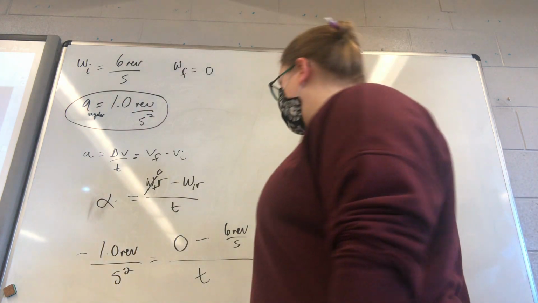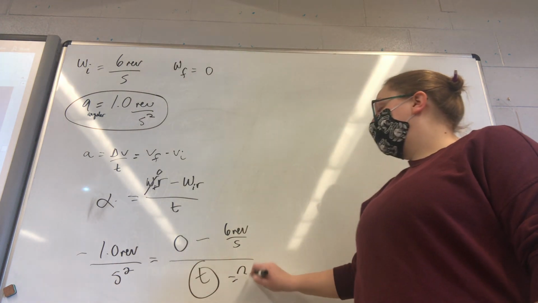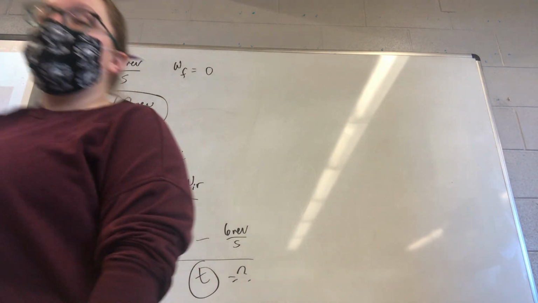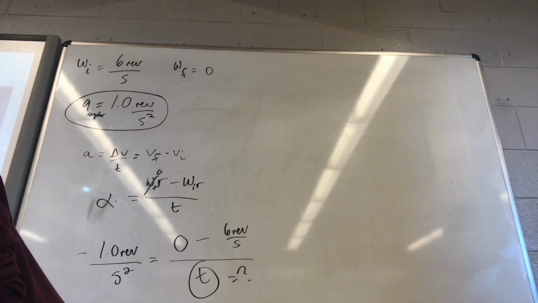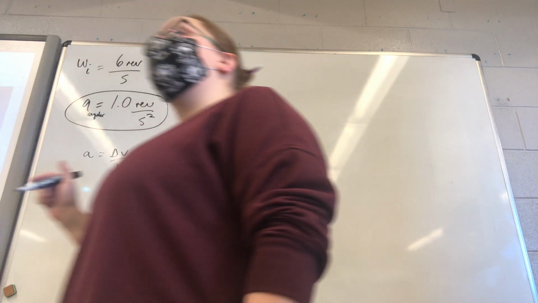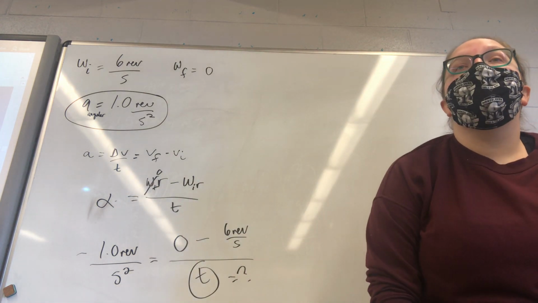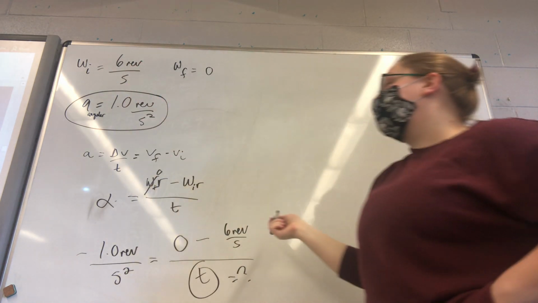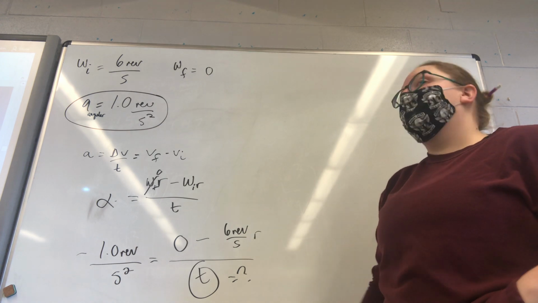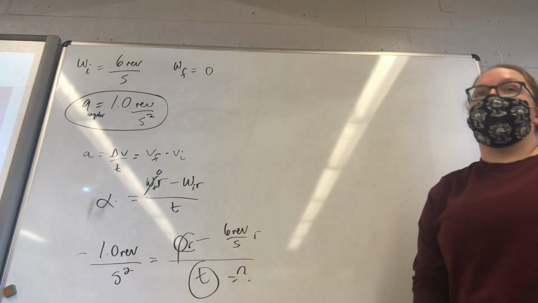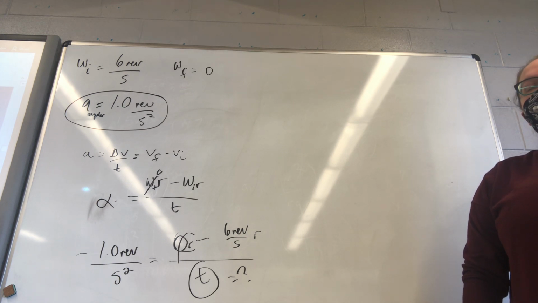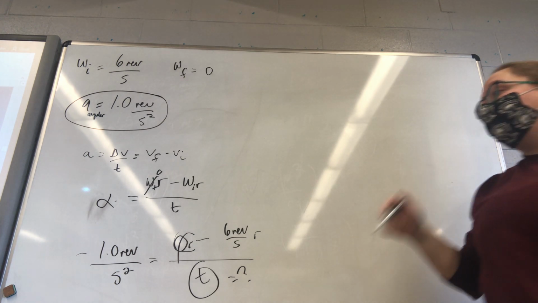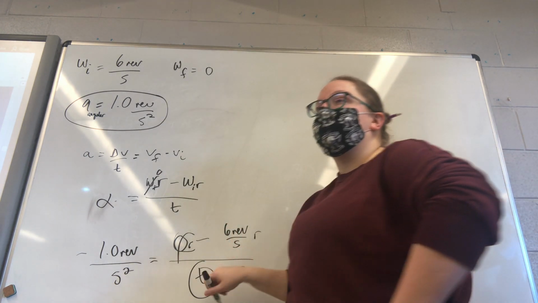So why did w final become 0? Because it's coming to a stop. It doesn't matter that there's no r in this. We could say, oh yeah, there's r, but this is 0. It doesn't matter, because we don't care too much about how far away the spin is happening. We just care about how long it's going to take. So our whole goal behind doing this particular exercise is to figure out what t is.